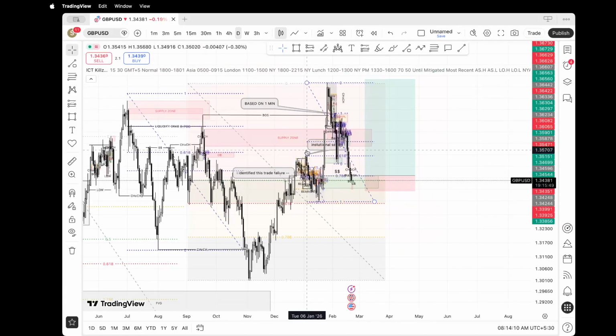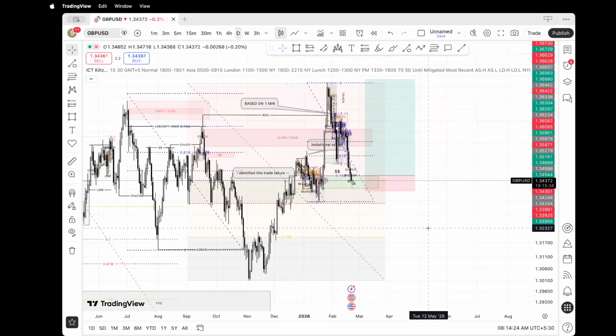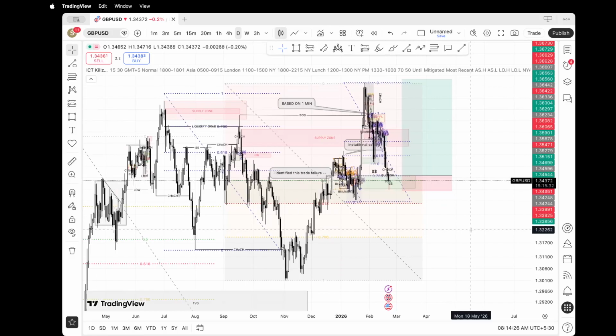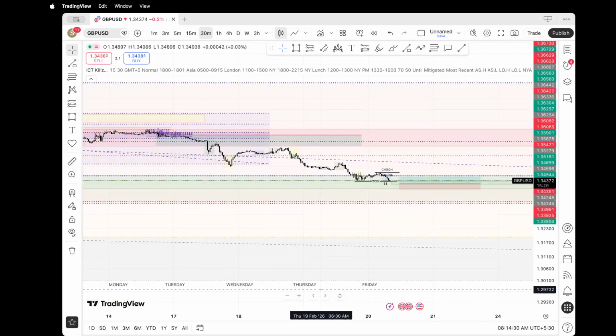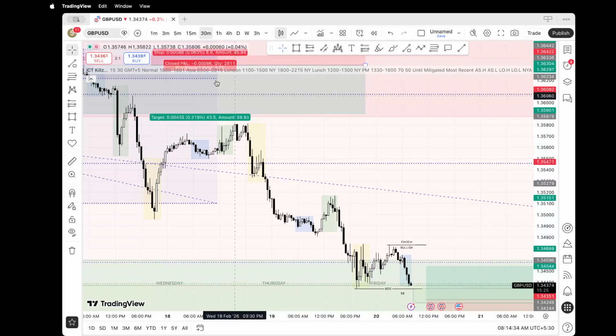Again an internal break of structure, but this time it is in a good 0.5 retraced zone. So it might at max manipulate this order block and then it will go up, but it must go up. So let's see how this trade plays, but I'm having some good conviction on this. We will see how it goes.